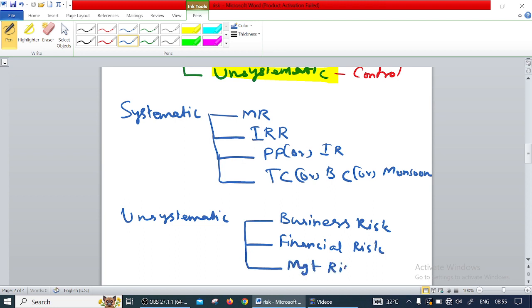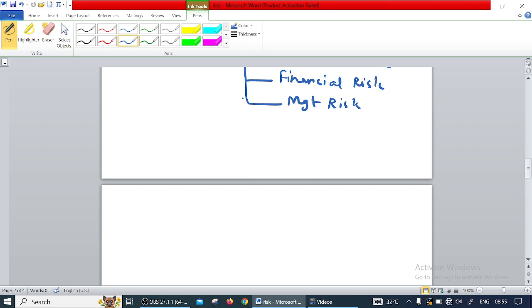Management risk may be due to poor efficiency, planning, etc. And the fourth important one is labor and other input risk of the company: labor problems, labor risk, input risk, etc. So these are all unsystematic risks.